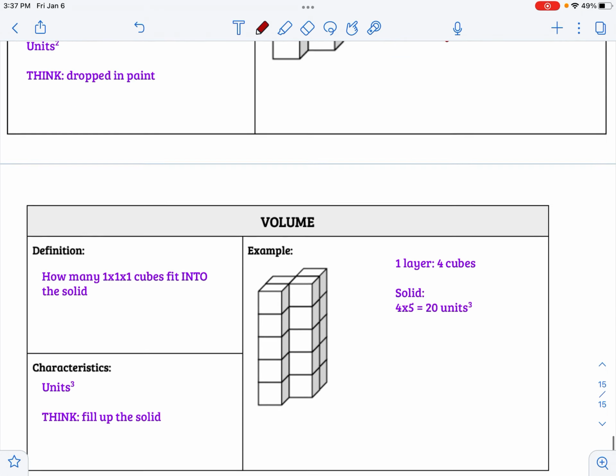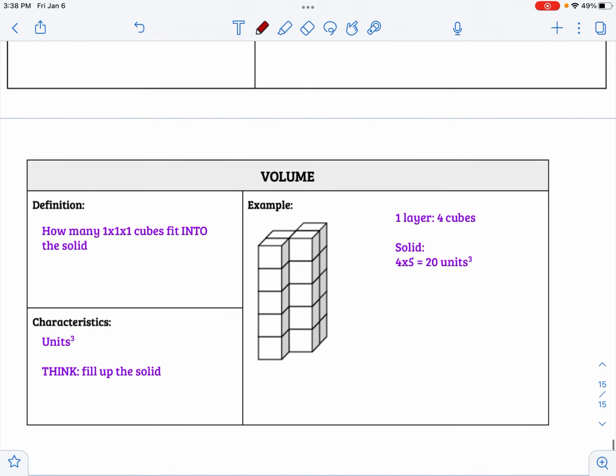When I use the same example for volume, I'm again thinking about how many 1 by 1 by 1 cubes fit into the solid. Since we have 3 dimensions, it's units cubed. I'm thinking about filling it up, kind of like filling a cup with water. And when I look at this, I see there are 4 cubes in the first layer. Again, there are 5 layers, so that comes out to 20 units cubed.